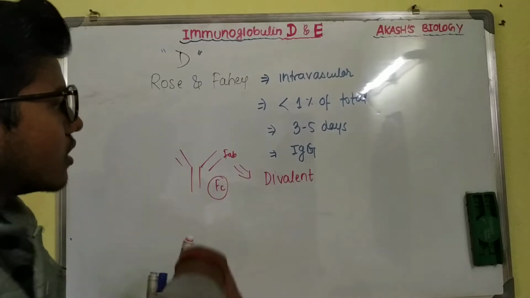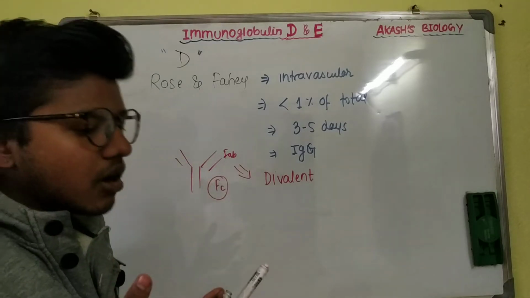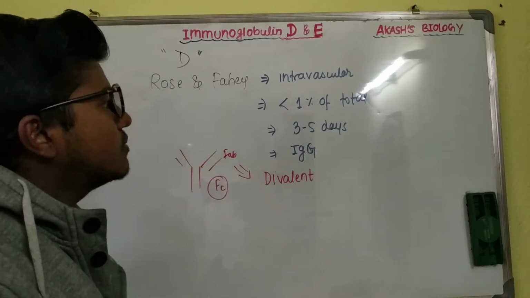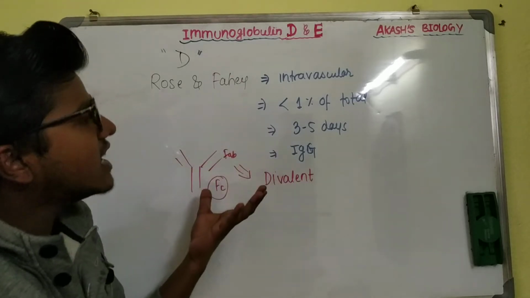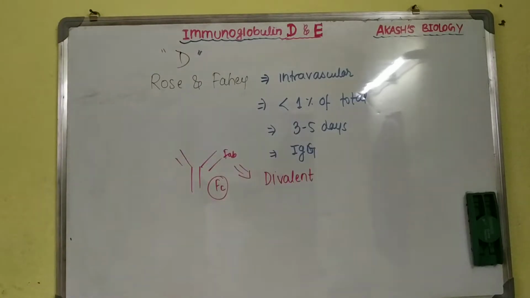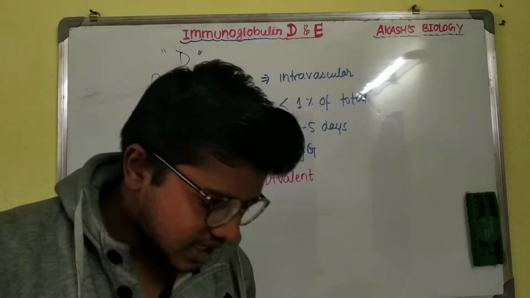And as I have elaborated earlier in my videos on IgM, it is present along with IgM on the naive B lymphocyte. So what is a naive B lymphocyte?